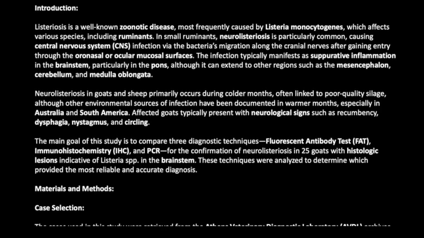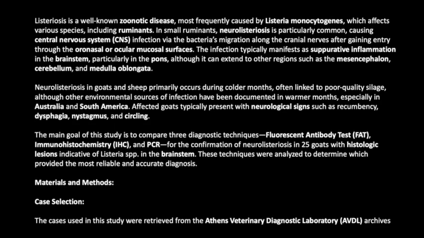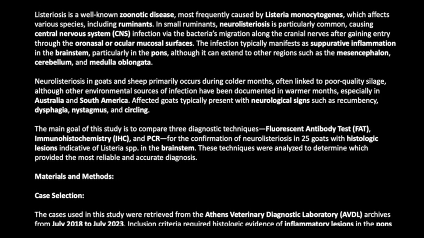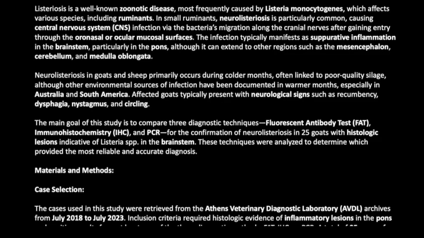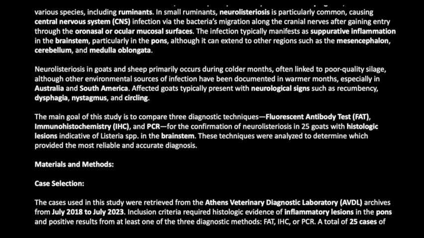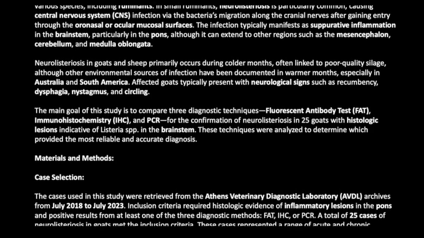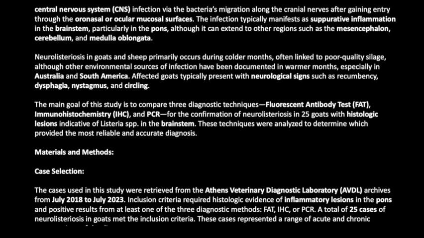Neurolisteriosis in goats and sheep primarily occurs during colder months, often linked to poor quality silage, although other environmental sources of infection have been documented in warmer months, especially in Australia and South America. Affected goats typically present with neurological signs such as recumbency, dysphagia, nystagmus, and circling.